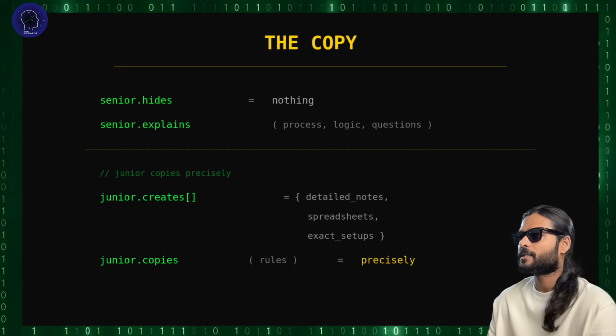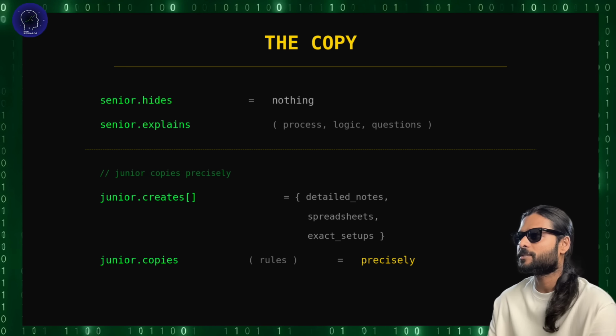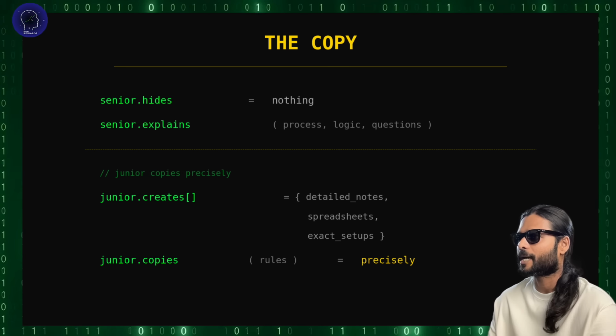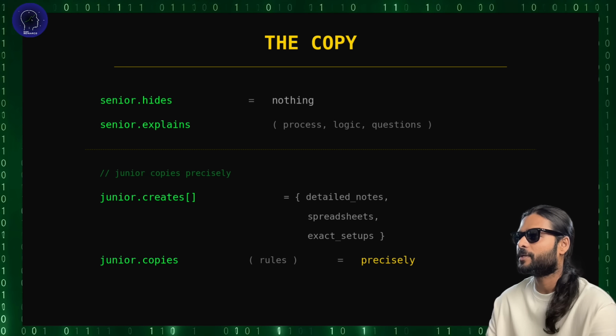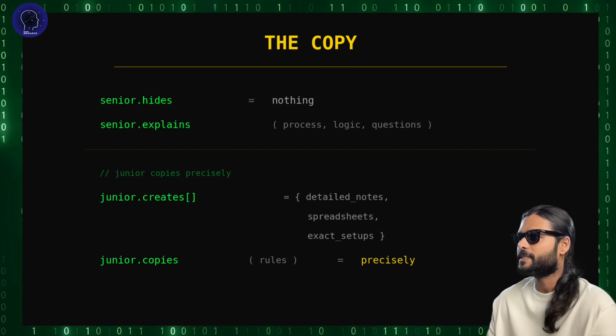The senior trader hides nothing. He explains his process openly. He walks through the logic in real time. He answers every question. The junior takes detailed notes.